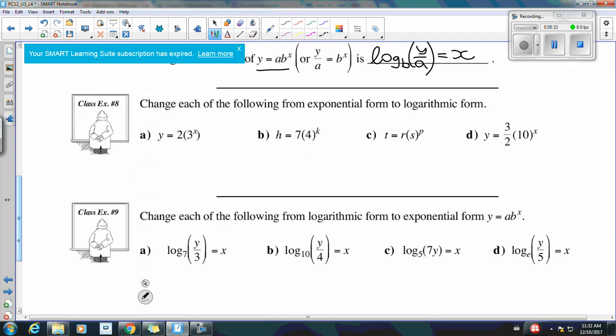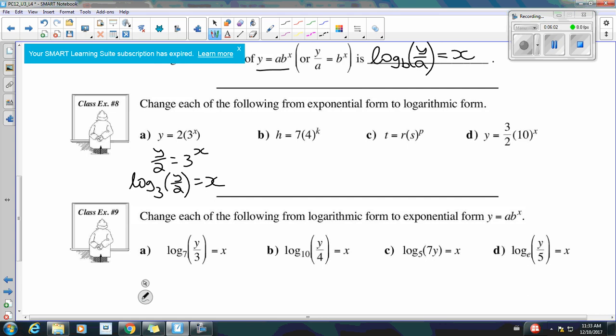So 2 more examples here. Change each of the following from exponential form to logarithmic form. So here we divide both sides by 2. That gives us y over 2 equals 3 to the x. And now we can get to that variable x, which is really our whole point of logarithms, is to be able to solve for an exponent x.